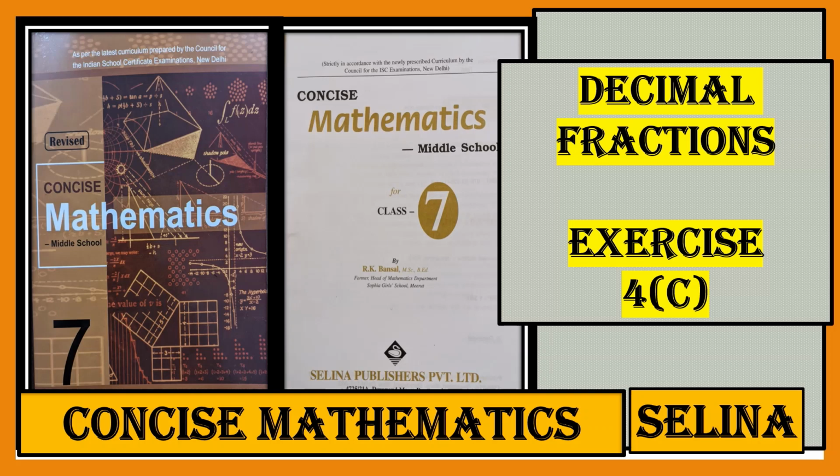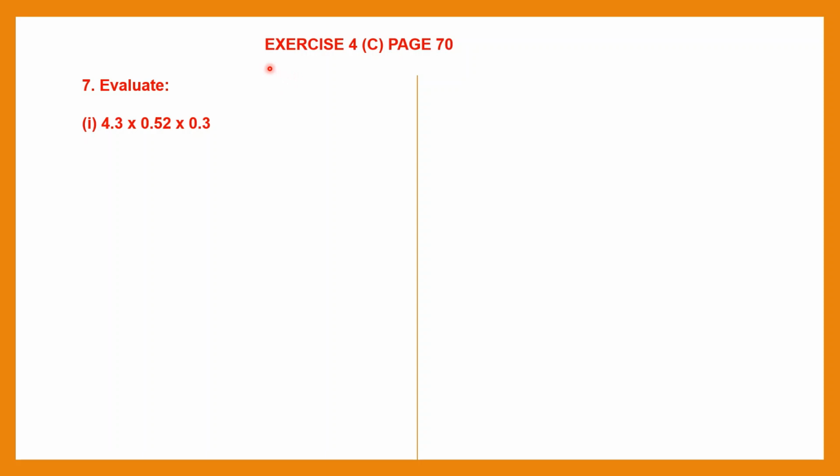Hello students, let's do decimal fractions exercise 4C. Exercise 4C is on page number 70. We are with question 7, evaluate. Question 1, 4.3 into 0.52 into 0.3.